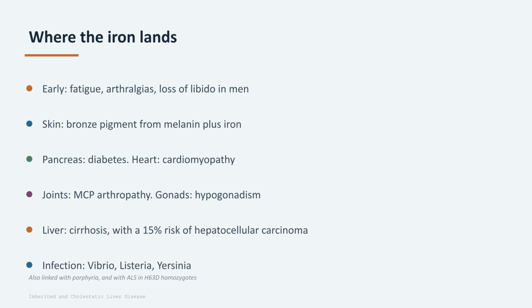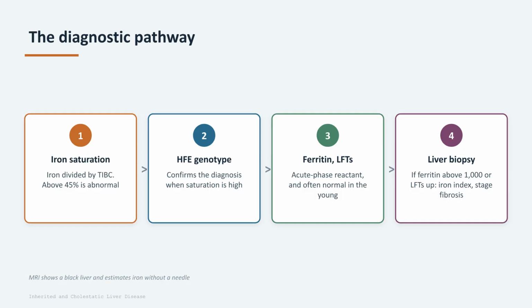The liver progresses to cirrhosis, and that carries a 15% risk of hepatocellular carcinoma. Alcohol and fatty liver make that worse. One more thing. Iron feeds certain organisms. Vibrio, Listeria, and Yersinia. Here is the pathway. Step 1.